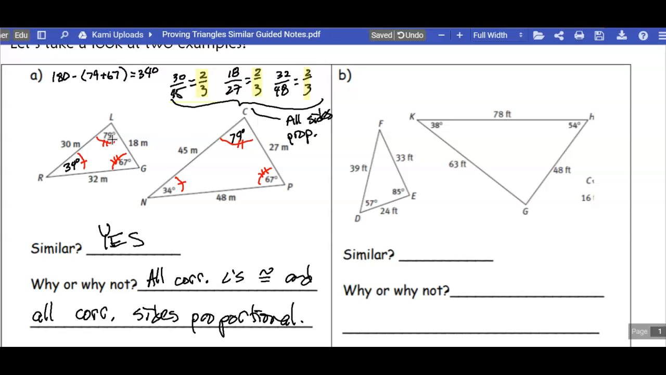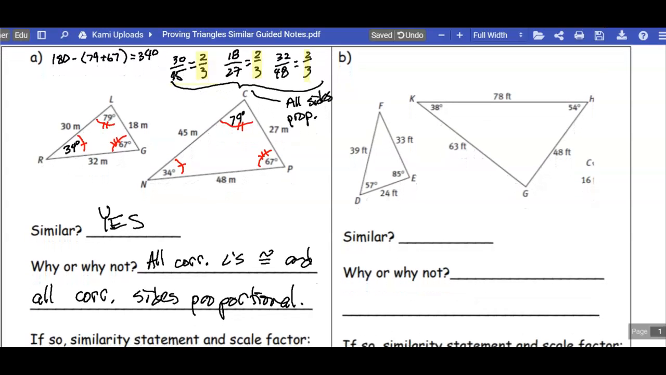Let's go ahead and take a look at part B. For part B, let's do the same thing. Let's find the third angle in that first triangle. I'm going to take 180 and subtract out those other two angles. This is going to be 38 degrees. And in my other triangle, I have 180, and I'm going to subtract out 38 and 54. So this is 88 degrees. We can see that not all the angles are congruent.